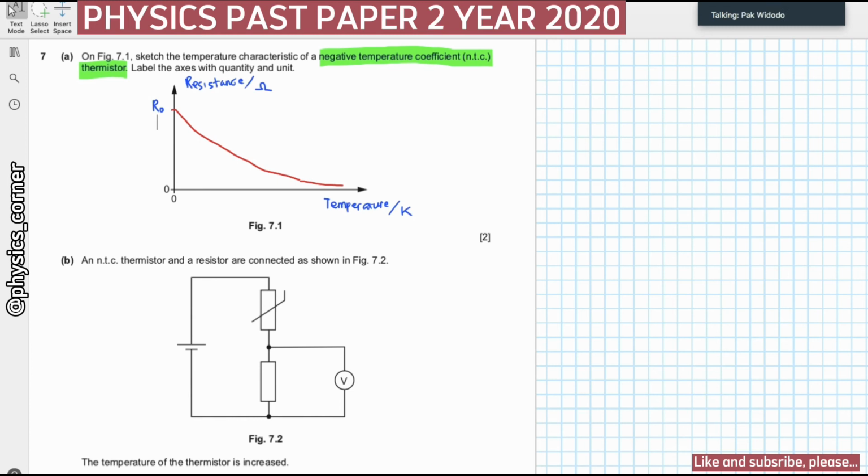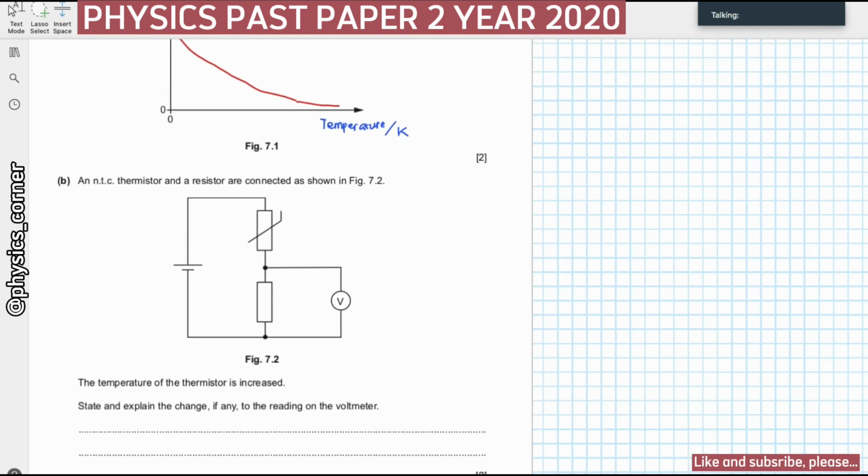Okay, second question 7B. An NTC thermistor and resistor are connected as shown in figure 7.2. This is like a potential divider between R here and the thermistor. The temperature of the thermistor is increased. State and explain the change, if any, to the reading of the voltmeter.